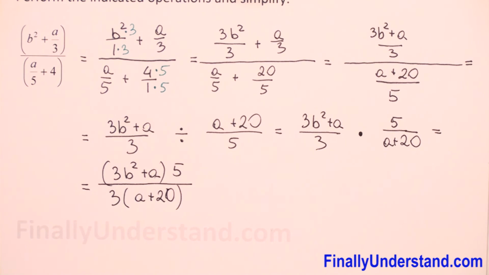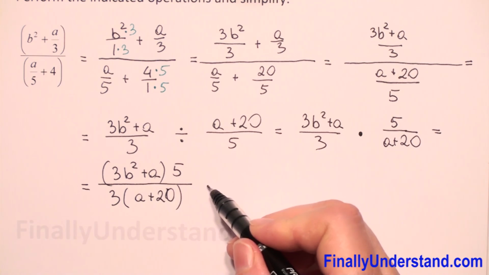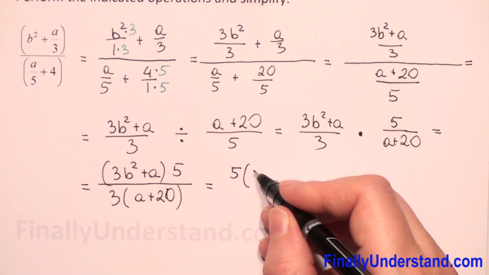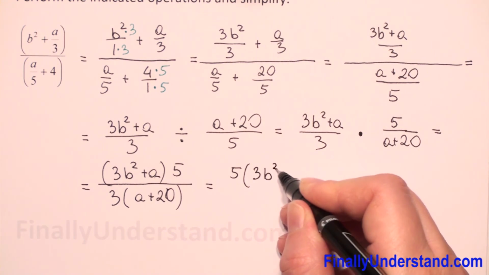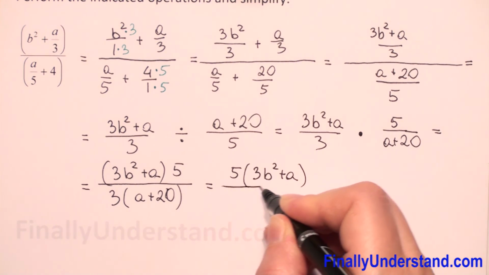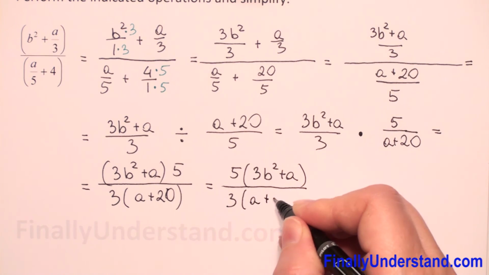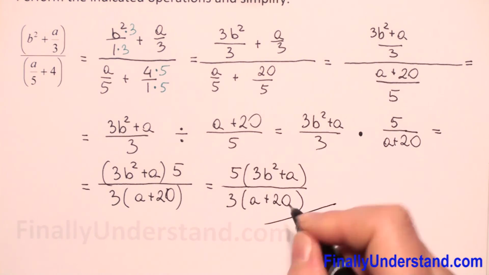So next I have to check if I can factorize or I can reduce something. You have 3b squared plus a and a plus 20, so we cannot factorize anything. We cannot reduce 3 and 5, so the greatest common factor is 1, so it didn't change anything. So what I can do, I can only put 5 first, the number, and the term in parentheses I will rewrite. And the denominator I have to just copy. So this is my solution.